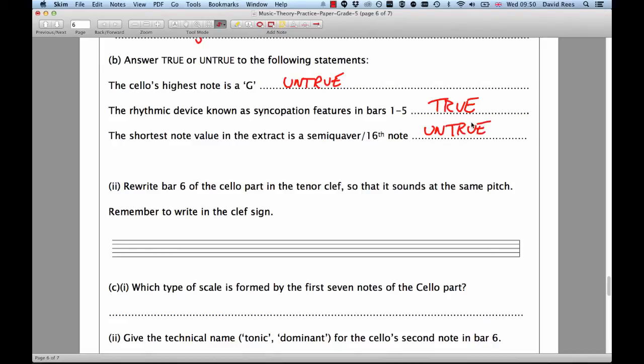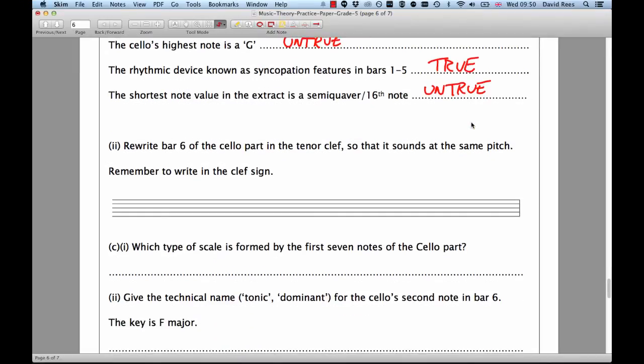Okay, that's part B taken care of. Let's look at the next bit. It says rewrite bar 6 of the cello part in the tenor clef so that it sounds at the same pitch. Remember to write in the clef sign. So tenor clef does come up sometimes for cello, particularly when it needs to go higher up in its register. It moves away from the bass clef and uses the tenor clef, and so this is where knowing about some different clefs is going to come in handy.